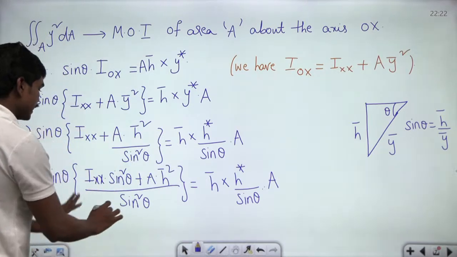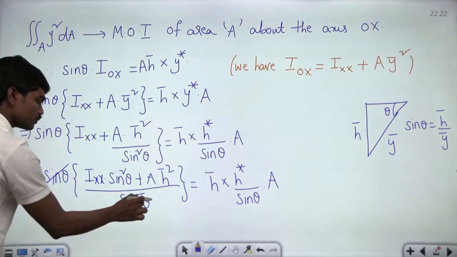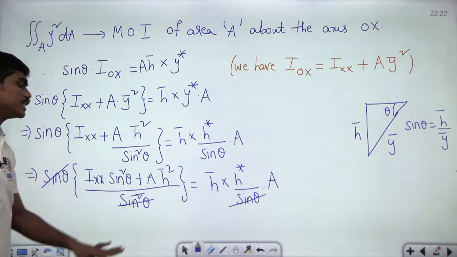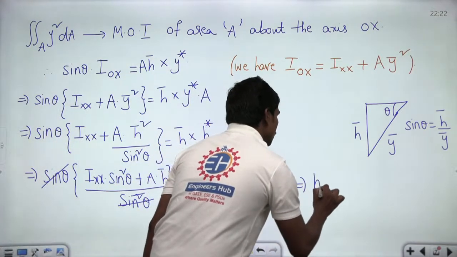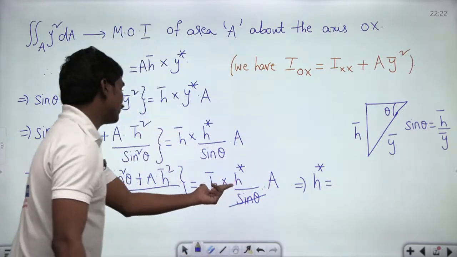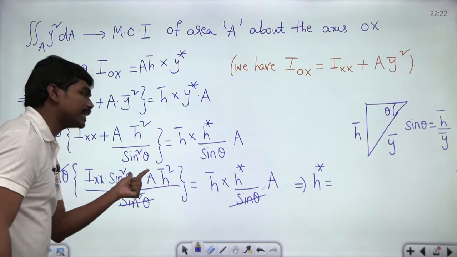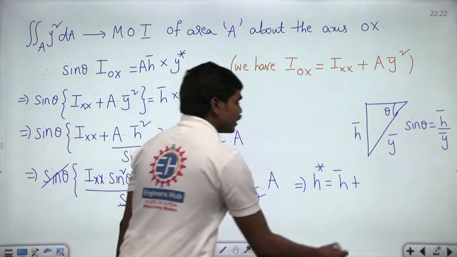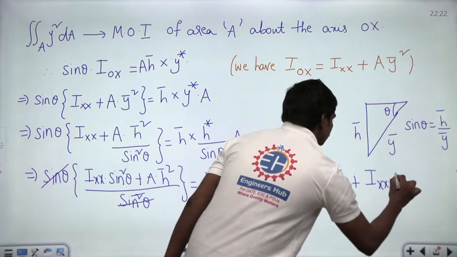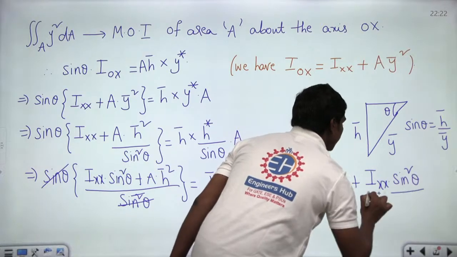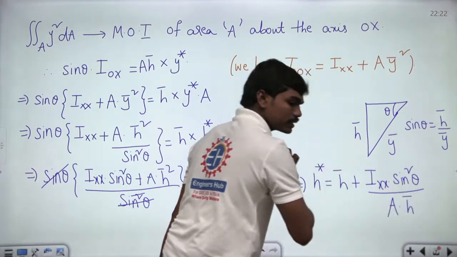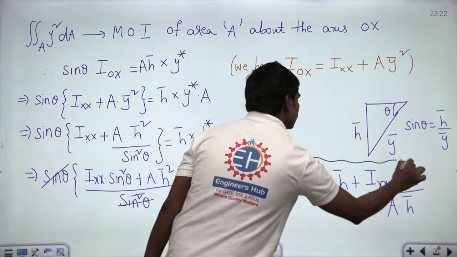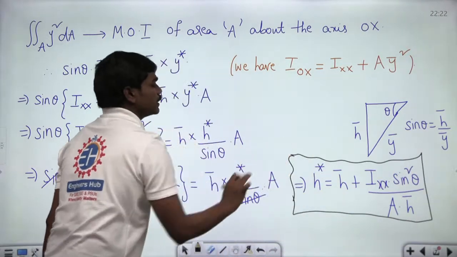So now if you take LCM, this sin theta cancels this square, and of course one sin theta which is here gets cancelled because of this sin theta. So now if you divide this complete expression with A times of h bar, you will get h star is equal to, look, if you divide this complete expression with A h bar, we will get one h bar remaining here. So h bar plus Ixx sin square theta divided by A times of h bar. Correct? This is the expression that you will finally get here. Yes. So center of pressure is at a depth of this much from the free surface.